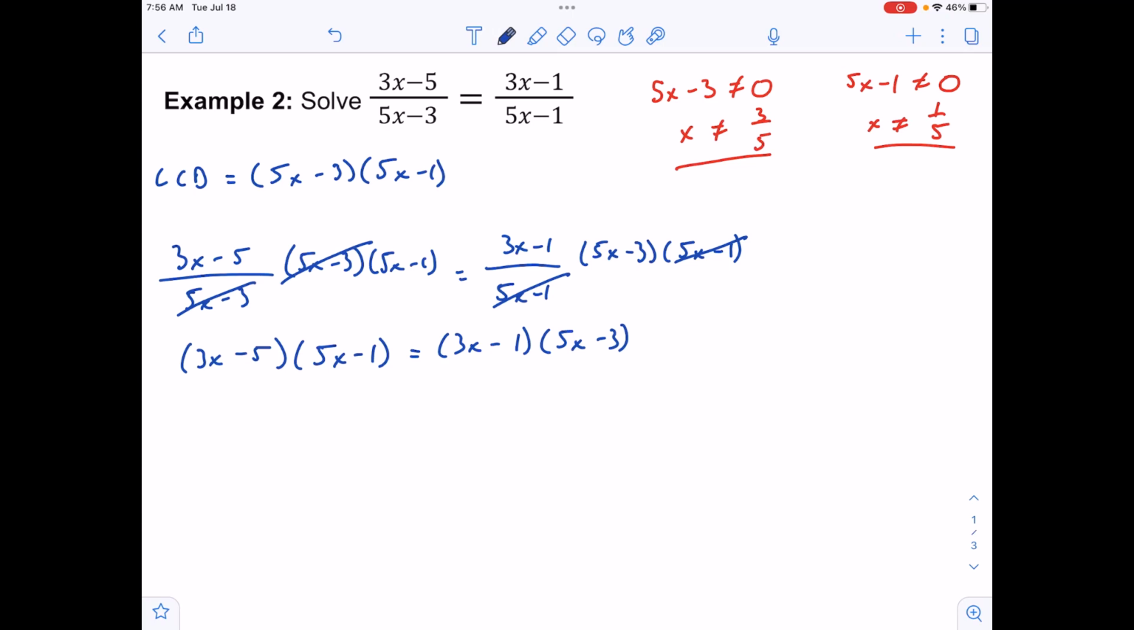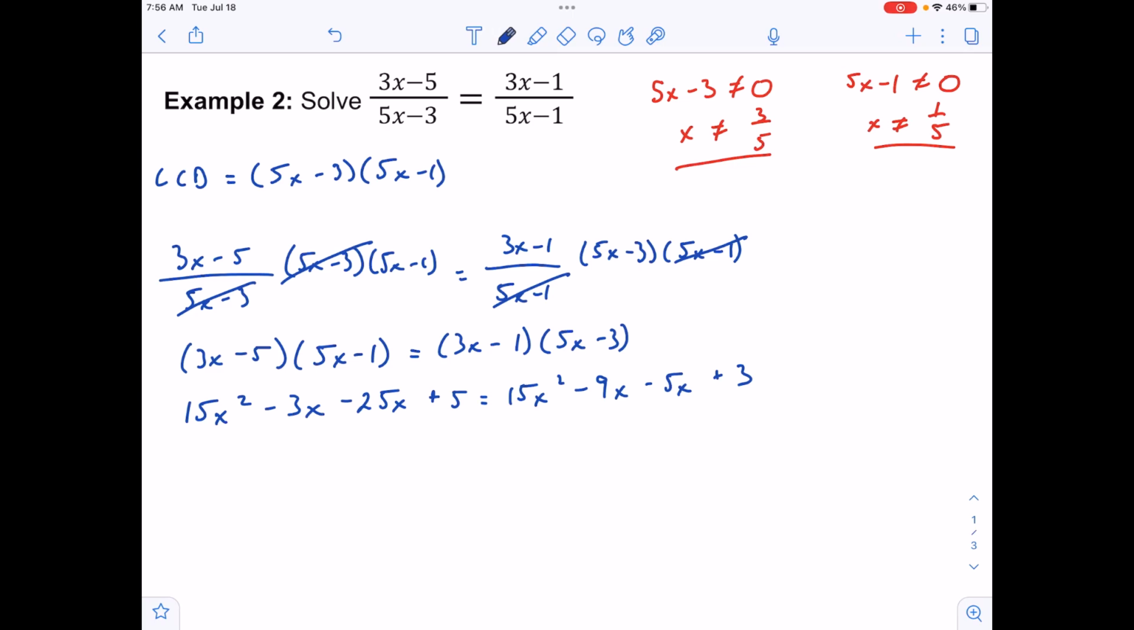3x times 5x is 15x squared. 3x times negative 1 is negative 3x. Negative 5 times 5x is negative 25x. Negative 5 times negative 1 is positive 5. Okay, on the other side, 3x times 5x is 15x squared. 3x times negative 3 is negative 9x. Negative 1 times 5x is negative 5x. And negative 1 times negative 3 is positive 3.